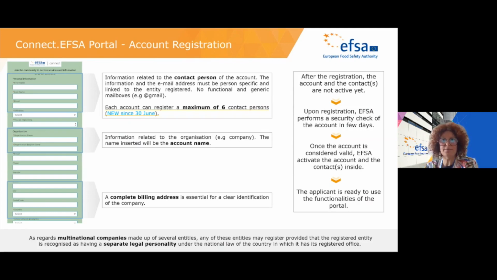So to highlight perhaps how the steps are done, once you register from your side, from the side of a business operator or a third party or a facility, EFSA will do a check. We have a security check of the request, which is done in few days, and then the account is validated by EFSA. Once this is done, you have your account activated, you can populate and modify your contact person, and you can access and use all the services.